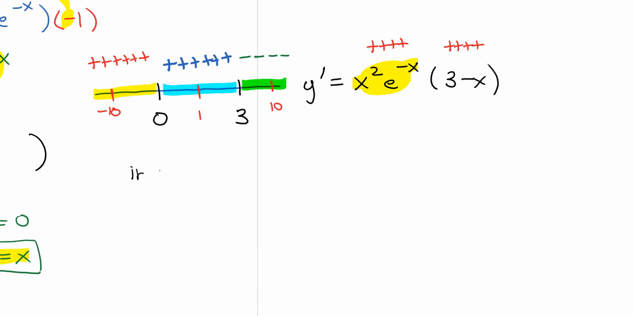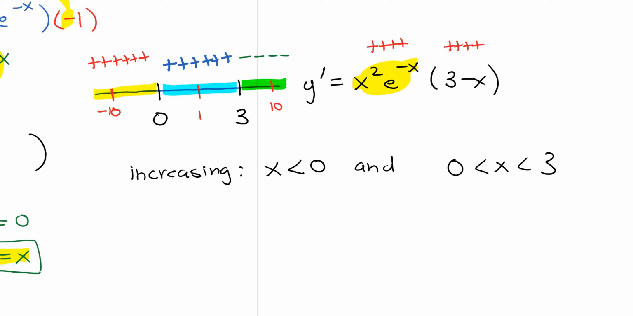So I'm increasing. I'm definitely increasing in the yellow region. So the yellow region is x is less than 0. And I'm also increasing in the blue region, and the blue region is between 0 and 3. So that's how you write that, between 0 and 3. And I'm decreasing in the green region, when x is greater than 3. So those are the regions where I am increasing, and those are the regions where I am decreasing.